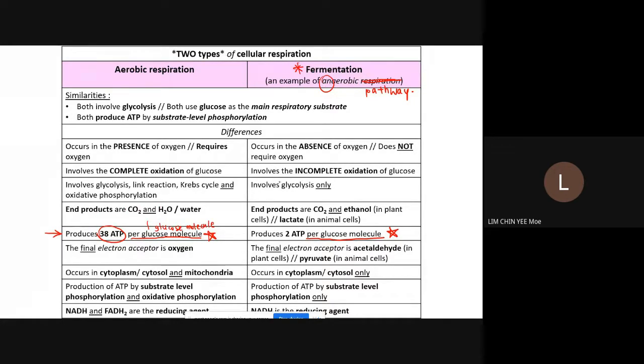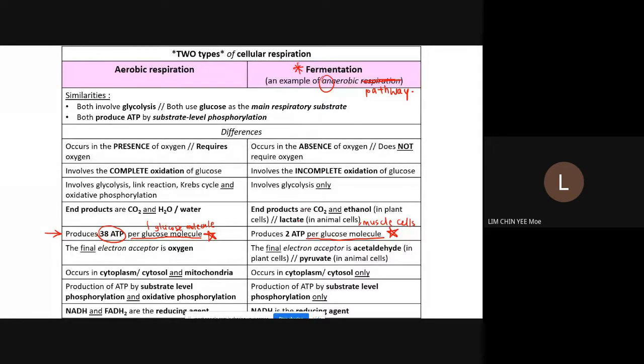The end products depend on the cell. If it's a plant cell or yeast cell, then it should be carbon dioxide and ethanol, alcohol fermentation. Whereas if it's animal cells, or if it says muscle cells or liver cells, all of these are animal cells, or Lactobacillus, then you know this is lactate fermentation, so the end product is lactate.